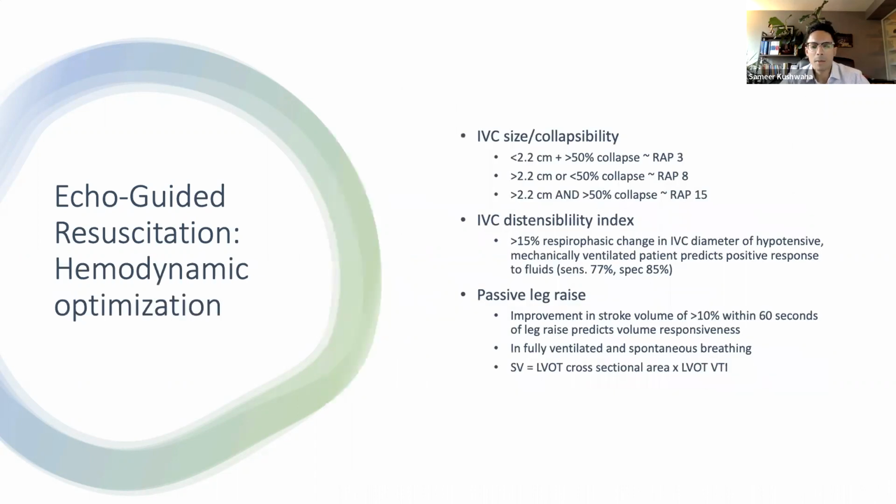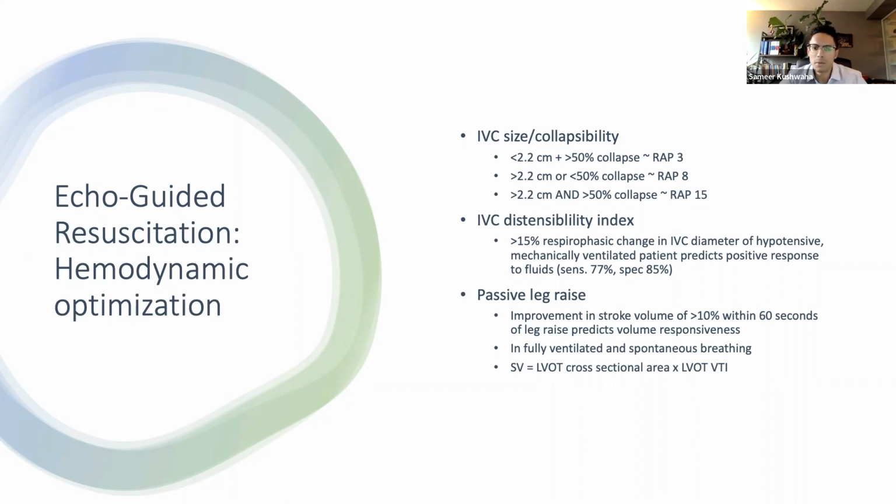In terms of hemodynamic optimization, probably the most common thing that we think about is IVC size and collapsibility, which I'll just put up the parameters for, and how they are used to estimate right atrial pressures. In the context of trauma, it can be challenging to use this measurement because it's a lot less useful when somebody is intubated, as many of these patients are. Other methods for using echo for hemodynamic optimization have been proposed, such as the IVC distensibility index, where you look for greater than 15% respirophasic change in the diameter of the IVC of a hypotensive patient.